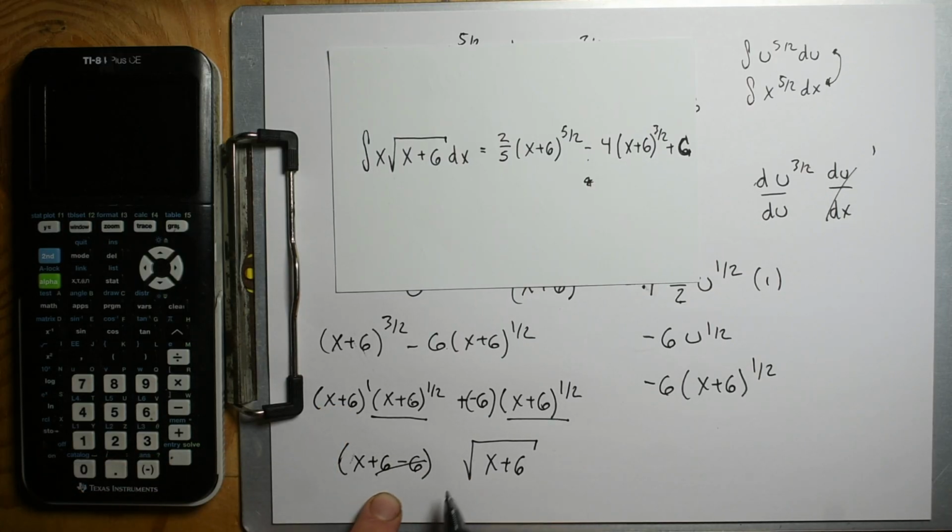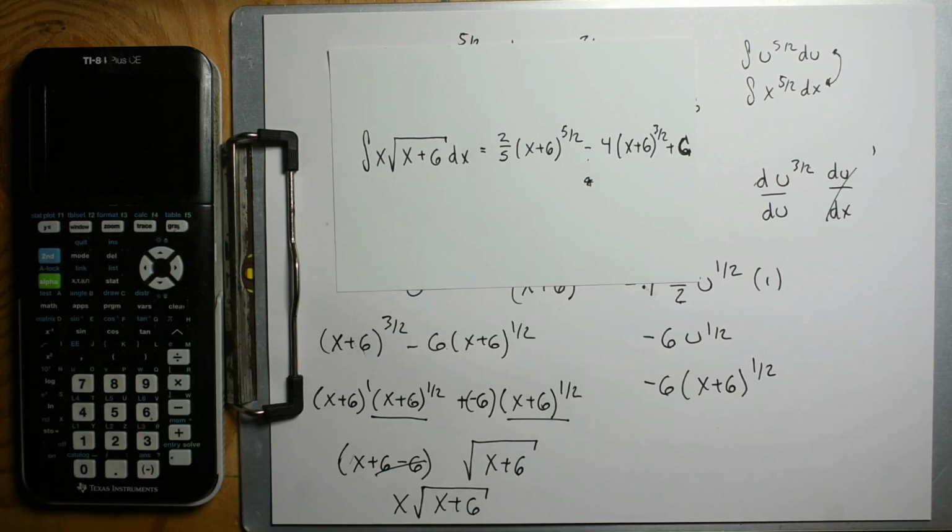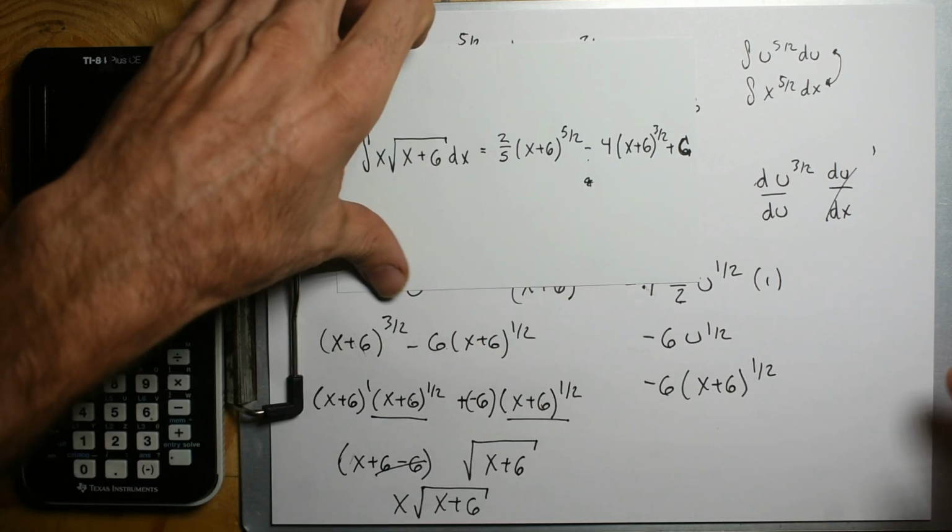And there you go. So now we have x times the square root of x plus 6. And hell yeah. And we did it. And that was under 20 minutes. And so that was pretty sweet.